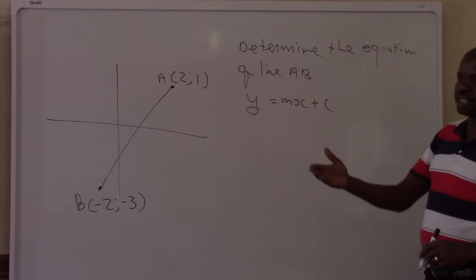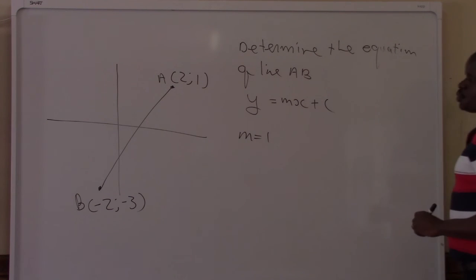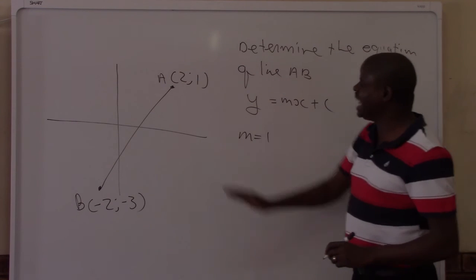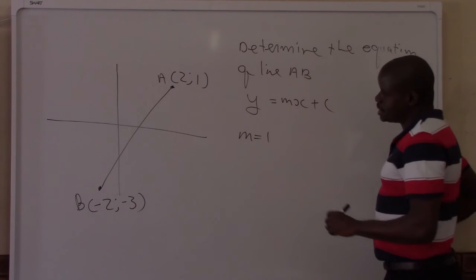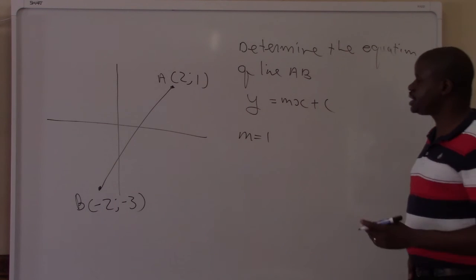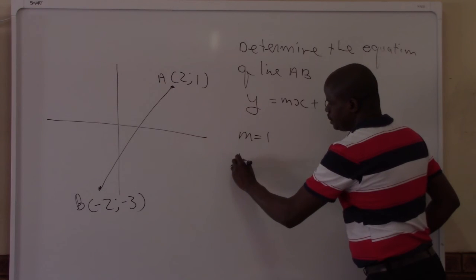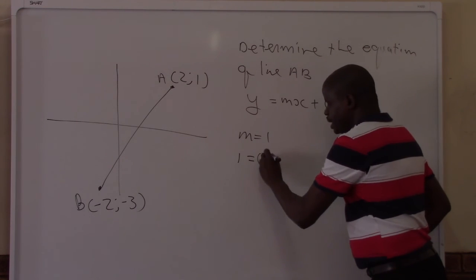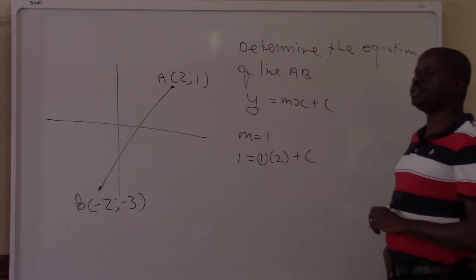We have just calculated the gradient, and we have found it to be equal to 1. Now that we know the gradient, we can take one of the coordinates to use as the x and the y. If we take A because it's the simpler one, both coordinates are positive. So what is y at A? It's 1. What is m? It's the one we calculated, which is 1. And x at A is 2. And then c is the one that we don't know.